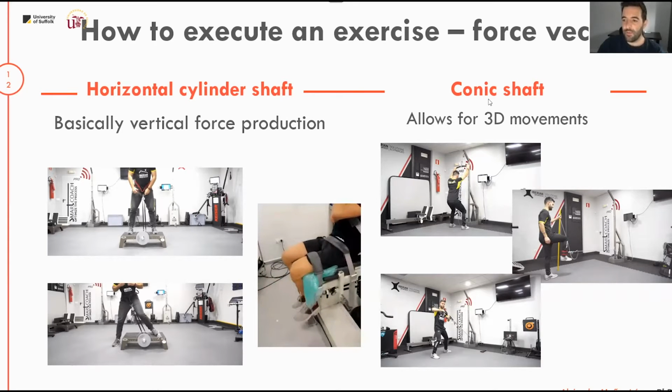In contrast, when you use a conic shaft, it allows for 3D movements. Many people use this option to replicate the specificity of the movement in the real sport, as you see here.